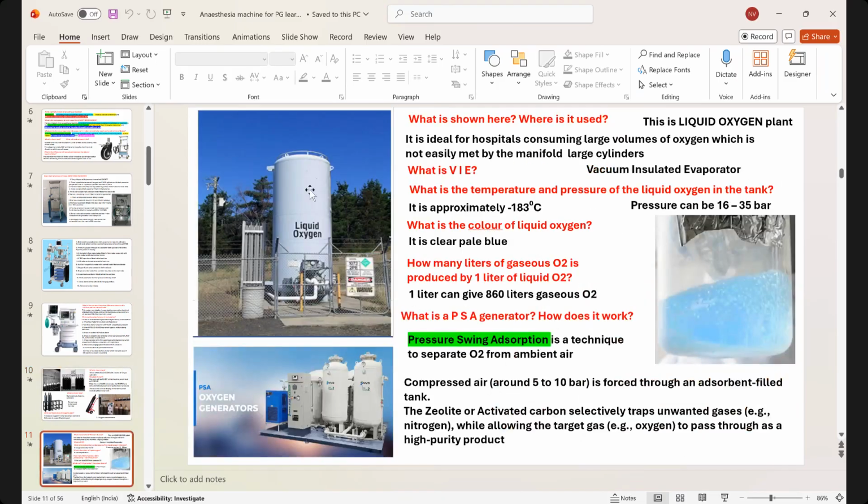And the source of oxygen, especially for a very large hospital requiring large volumes of oxygen. We discussed the liquid oxygen plant, its physical features like the temperature and the pressure inside, and the current method of getting oxygen, called pressure swing absorption, where the oxygen is made from the ambient air itself without depending on other sources. So we have such advancement in the development of oxygen delivery.